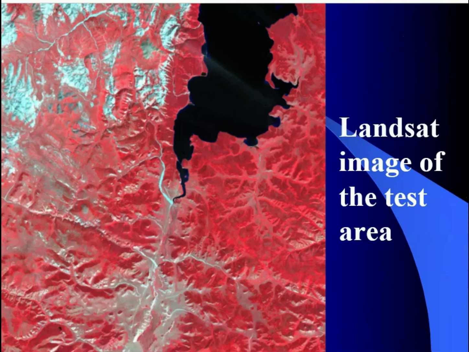This is the test area. This is the famous Hovsgol Lake located in the northern part of the Mongolian territory. And here you can see different land cover types such as deciduous forest, coniferous forest, light soil, dark soil, and the Hovsgol Lake itself.